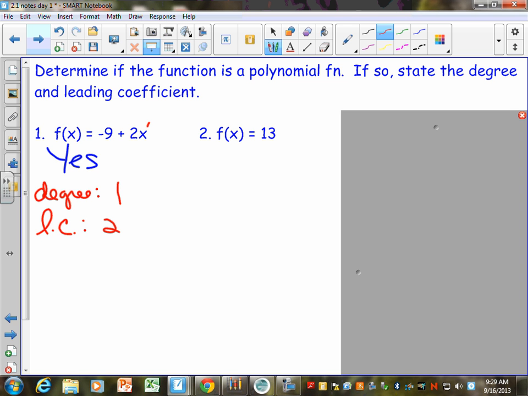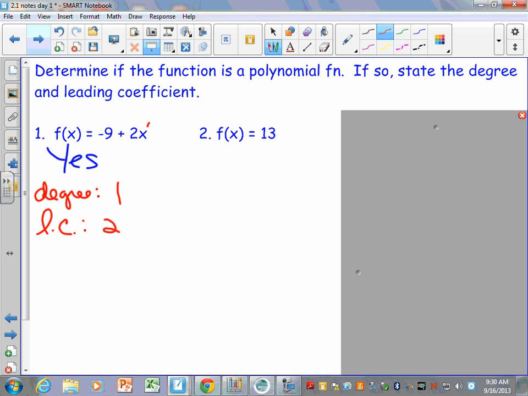Is f of x equals 13 a polynomial function? Yes. It is a polynomial function. What is the degree of this polynomial function? 0. There's no x in there. So all of these are always going to be better than a negative exponent like a fraction or something. What about the leading coefficient of this one? 0. That's kind of tricky, right? I used to think it was 13 because there's no 0 there. But the book actually says it's.